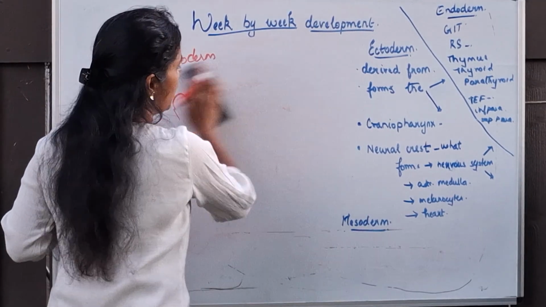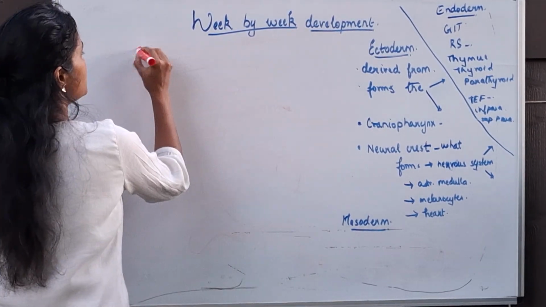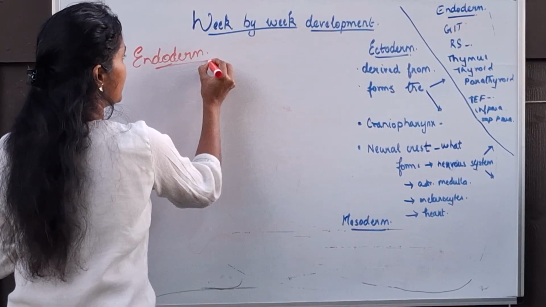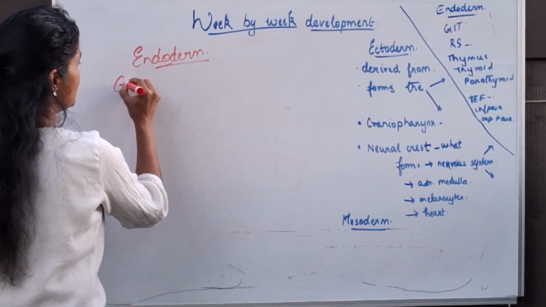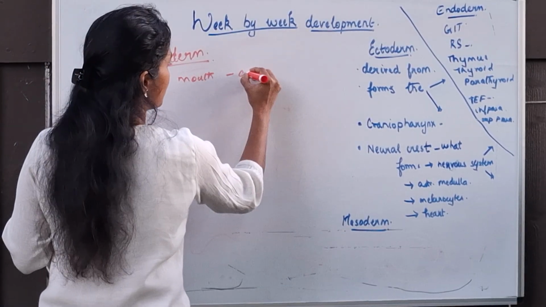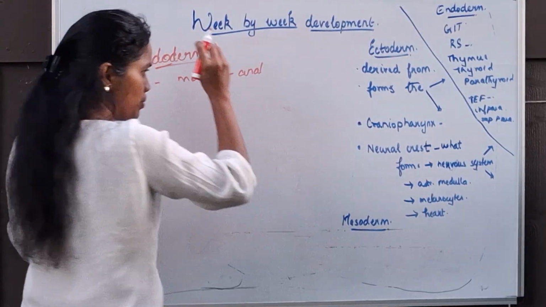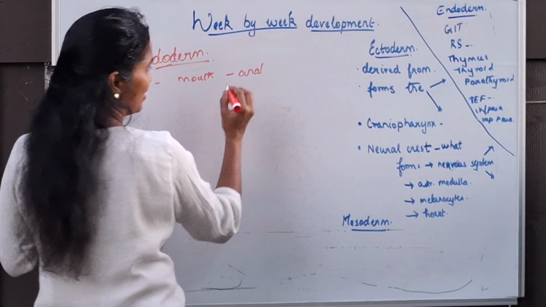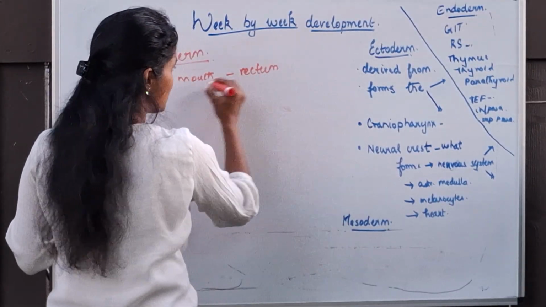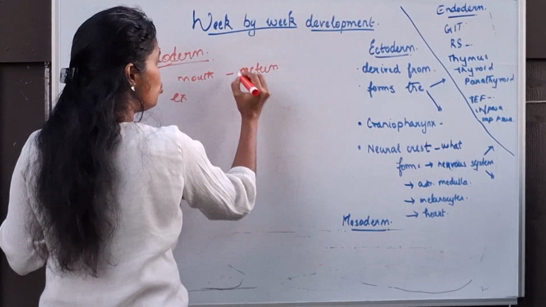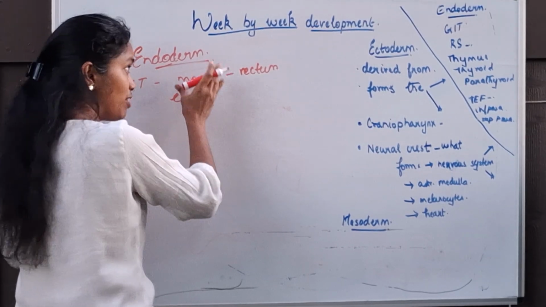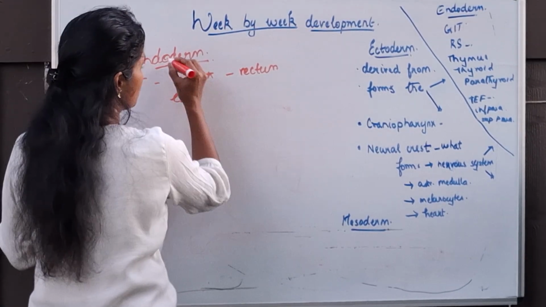Now let's see about the endoderm. What is endoderm? Endoderm, as the name says, is anything that is internal. So let's see, in the GIT, from the mouth through the rectum is the endoderm, except the mouth as well as the anal canal. You leave out just the mouth and the anal canal.